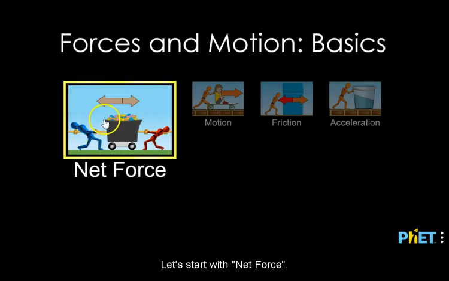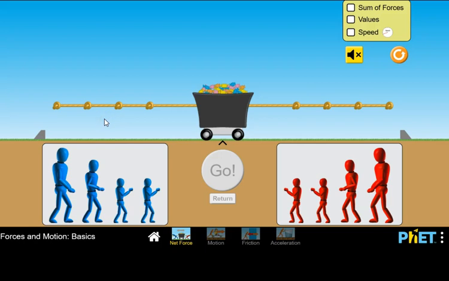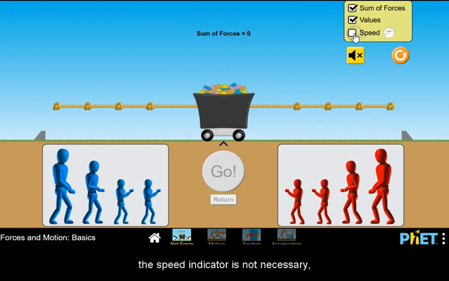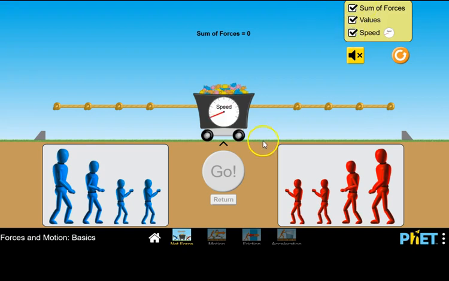Let's start with net force. Make sure to turn on sum of forces and values. Turning on the speed indicator is not necessary because net force is related to acceleration. Net force here will be demonstrated through a tug of war.